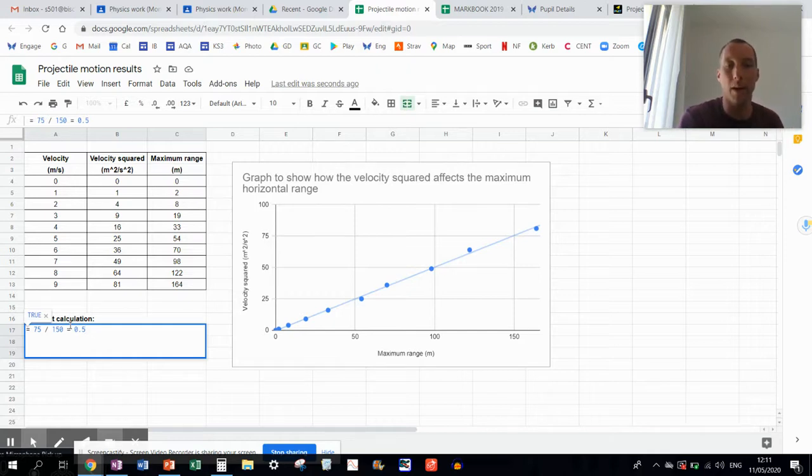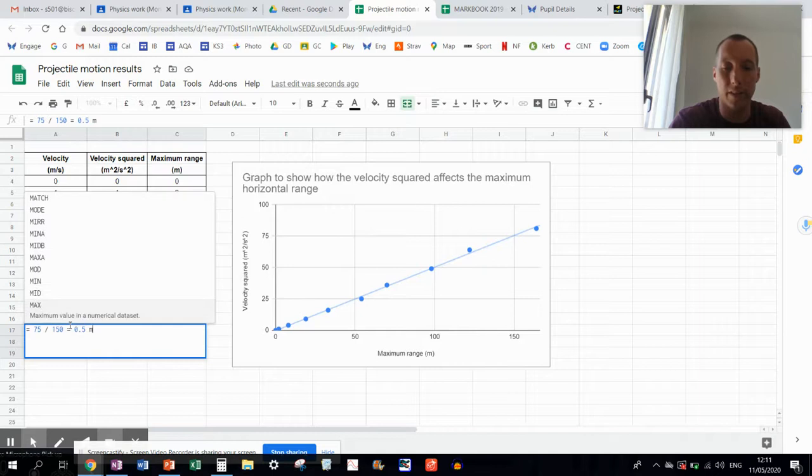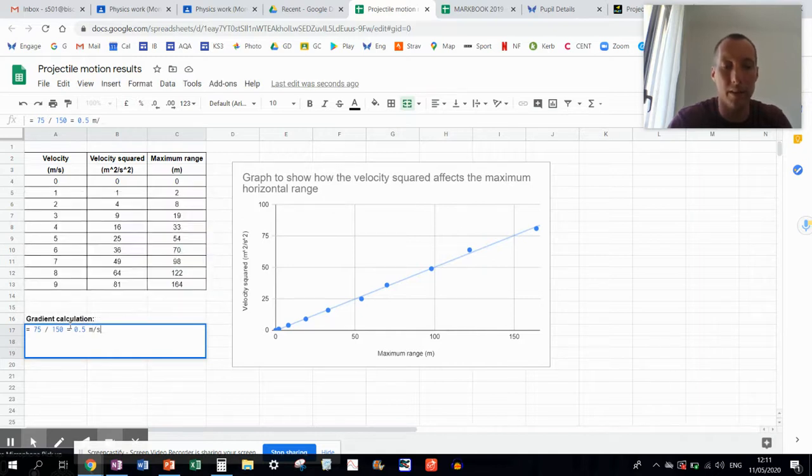We need units as well. Now, the units of velocity squared are meters squared per second squared, and we're dividing that by meters. So that should leave us meters per second squared, because meters squared per second squared divided by meters gets rid of one of them. So the good news about that is it gives us a unit of acceleration, which is what we want because we're saying that our gradient may or may not be equal to g.